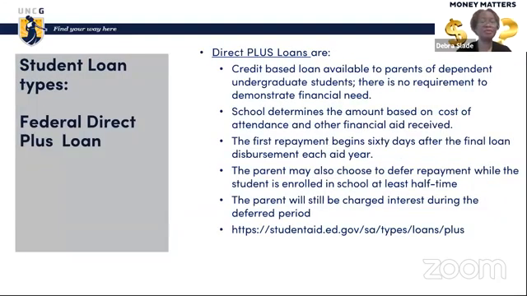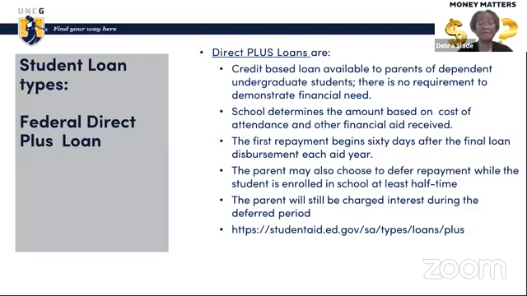So let's move to the next type of loan. We talked about the student loans, and these are loans that are in the student's name. The other type of loan that we want to talk about is the Direct PLUS loan. Now, there are two types of PLUS loans. The one that I want to talk about right now is the parent loan. This is the Direct PLUS loan for parents. Now, this is a credit-based loan that's available to parents of dependent undergraduate students.